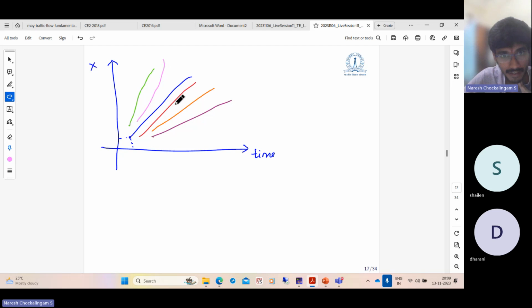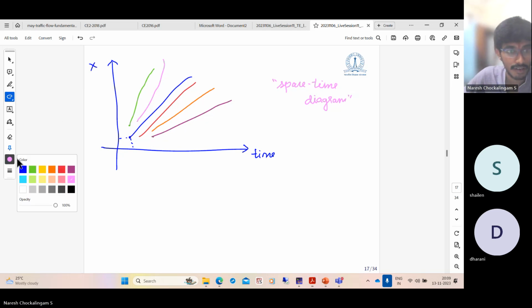So each color that I have drawn here corresponds to one vehicle, which describes the position of that vehicle with respect to time. So this is called a space-time diagram. And how do you measure the flow rate? So we'll see how it is.